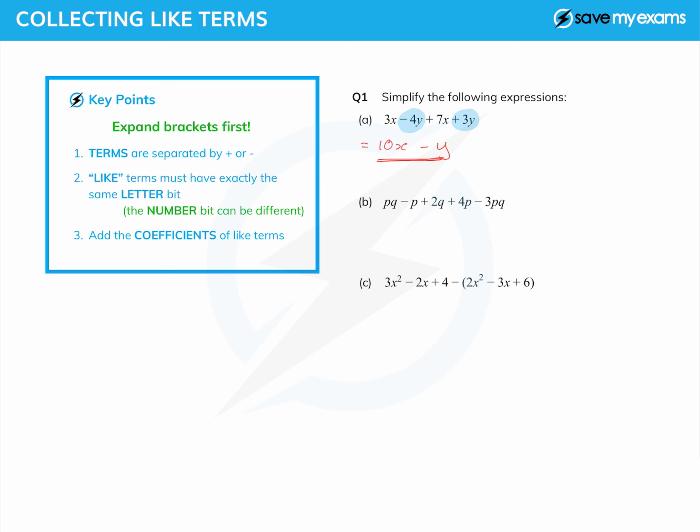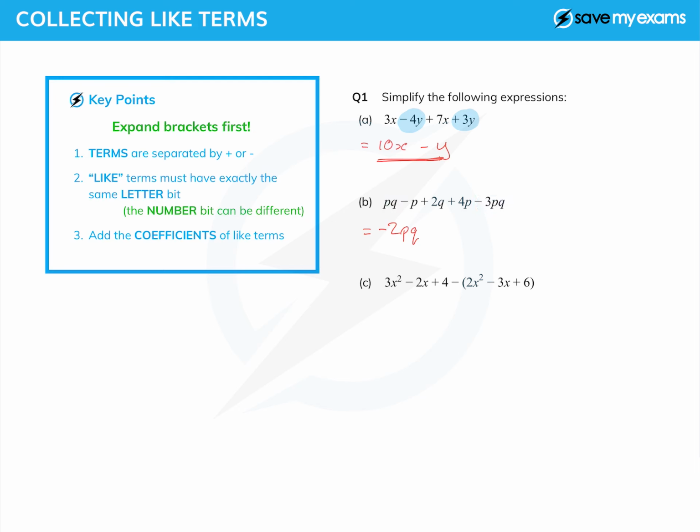Part B is a little bit more complicated because I've got PQs as well as P's and Q's. Those are the 2 terms with PQ in them, so the letter bits are exactly the same. I've got 1 PQ and minus 3 PQ, and 1 take away 3 is minus 2. So the first thing is minus 2 PQ.